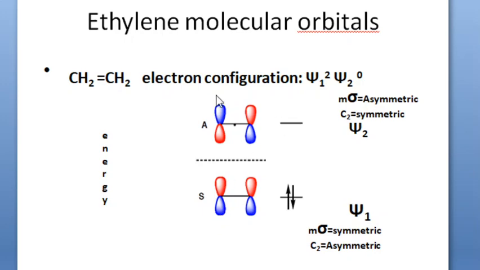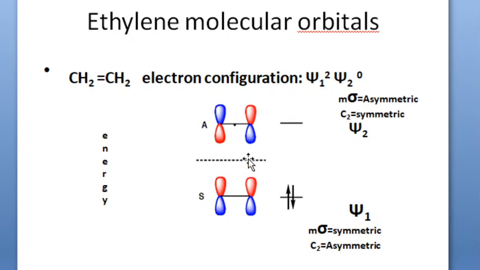Its electronic configuration is written as psi 1 2, psi 2 0. Psi 1 is lower energy, psi 2 is higher energy. Lower energy orbitals get electrons first, and then higher energy orbitals get electrons. How many electrons do you have? Pi electrons, 2 electrons. So you fill the orbital with 2 electrons, making that psi 1 2, no more electrons, so psi 2 becomes 0. Going to the energy diagram of that one, psi 1 has lower energy and psi 2 has higher energy.